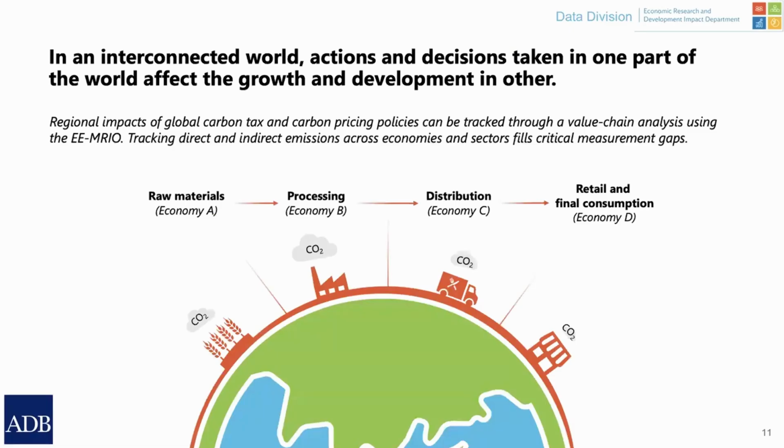In an interconnected world, actions and decisions that are taken in one part of the world affect the growth and development in another. Production is fragmented and distributed across the world. So the multi-regional input-output statistical facilities enable us to map out production processes not only within an individual economy, but also production processes from end to end, linking sector to sector and economy to economy.